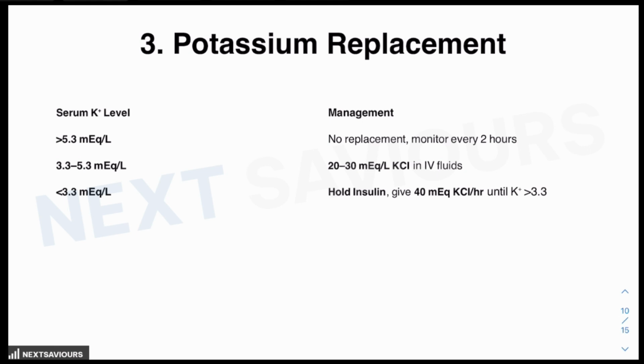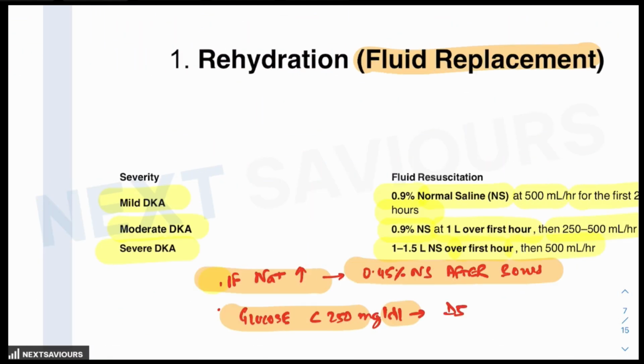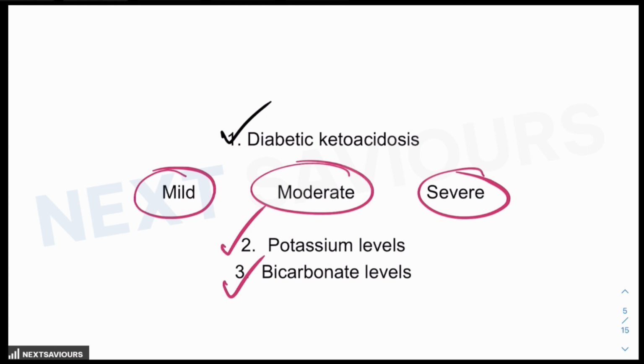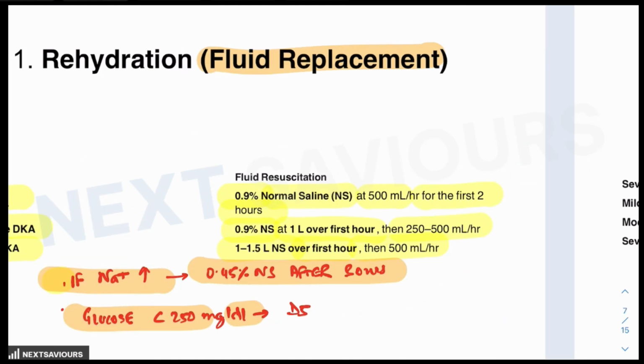So the next very important category is the potassium replacement. The goal is to prevent life-threatening arrhythmias due to total body potassium depletion, and you have to monitor it every 2 to 4 hours. Now, serum potassium levels are important, because you remember that I told you that once you identify the question, you immediately have to look for the serum potassium levels related to diabetic ketoacidosis.